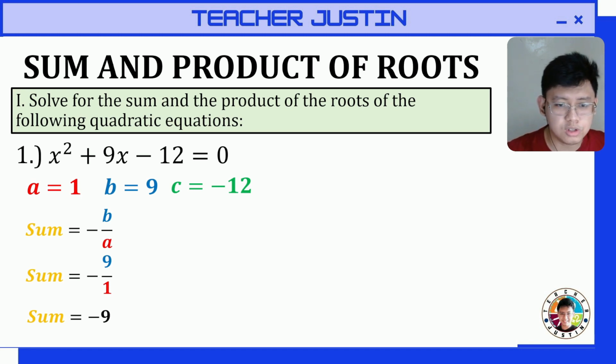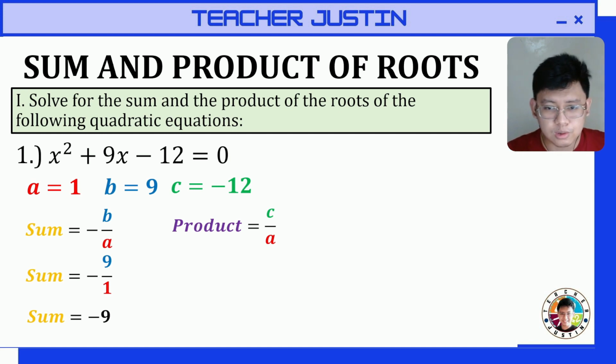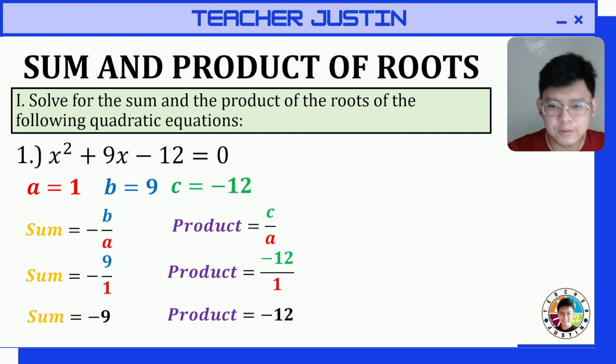Now, let's proceed to the product. So, the formula for product of the roots is equal to c over a. So, substitute lang natin, negative 12 over 1. So, negative 12 divided by 1 will give us a product of negative 12. And that's it. Nakuha na natin yung sum and product of the roots of our quadratic equation. Tada!